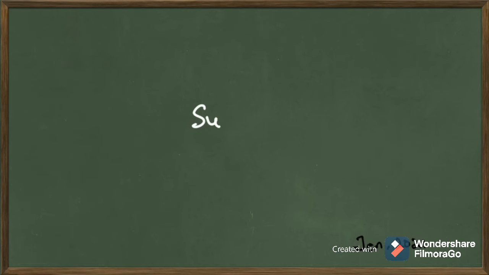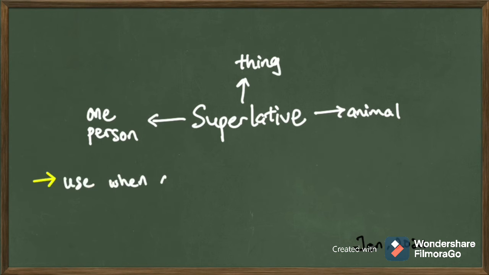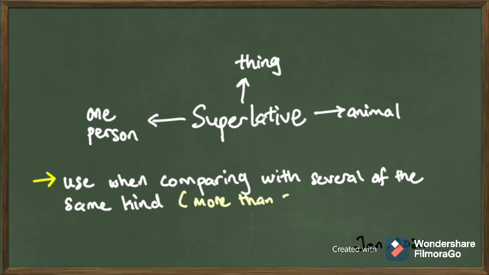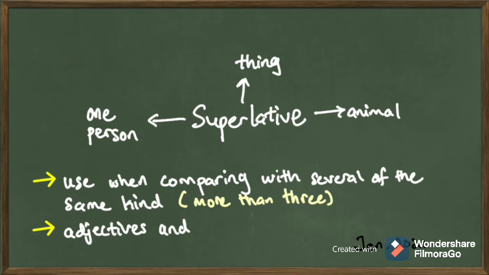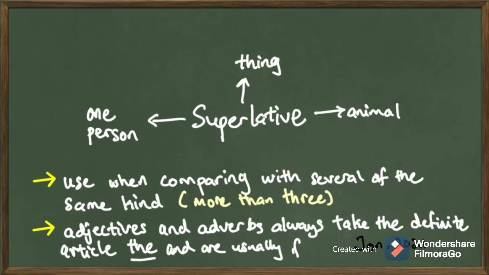Next we are going to look at superlatives. We use them when we are comparing one single thing, one person, or one animal to several of the same kind. What does it mean by several of the same kind? Maksudnya kita banding satu benda dengan jenis yang sama, selalunya lebih dari 3 benda. The adjectives and adverbs always take the definite article the, and are usually followed by of or in.